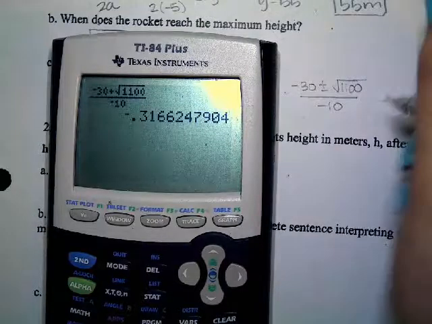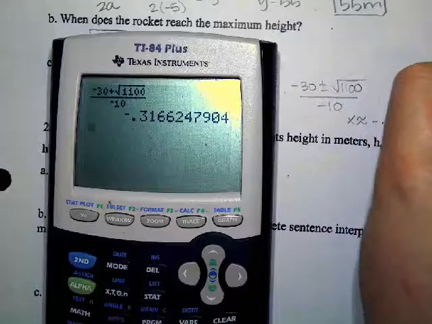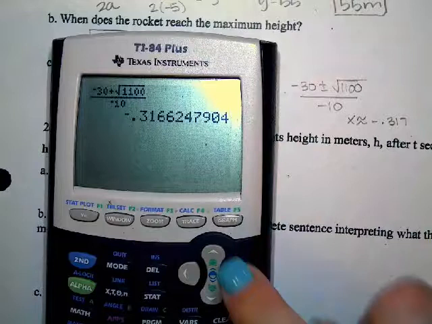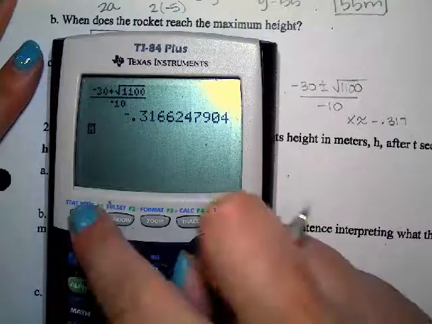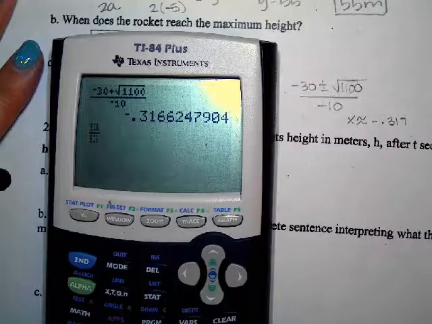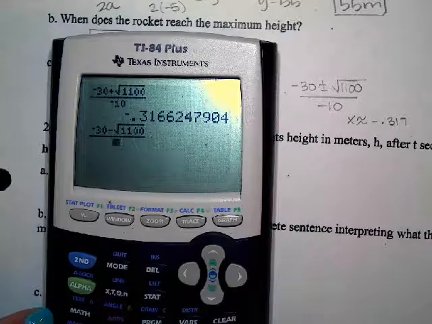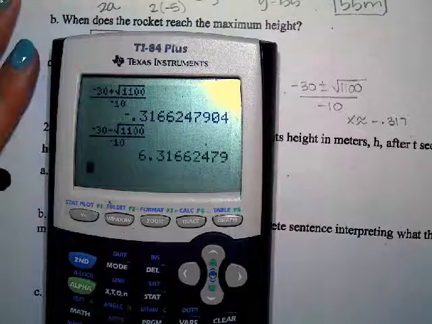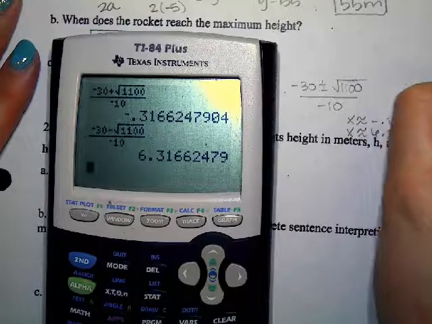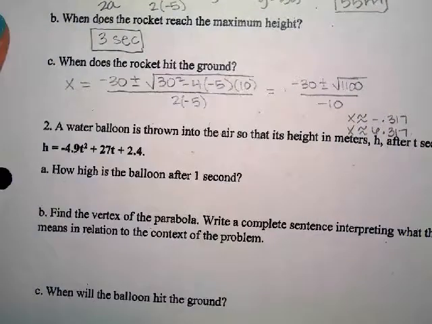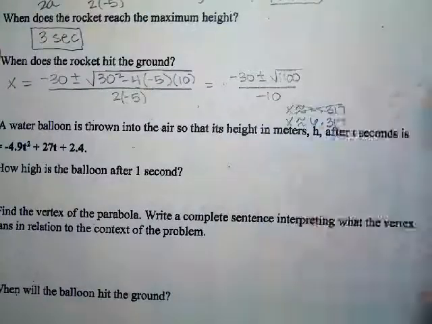Okay. Now to type this in, you hit alpha y equals number 1. Negative 30 minus square root. Yep, you can do that. So the answer for when does the rocket hit the ground is what? So I'm going to say 6.317 seconds. Marvelous. Alrighty.